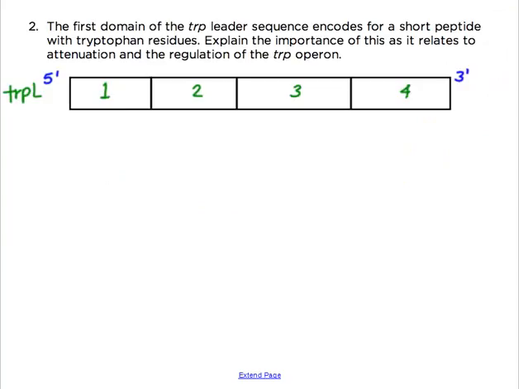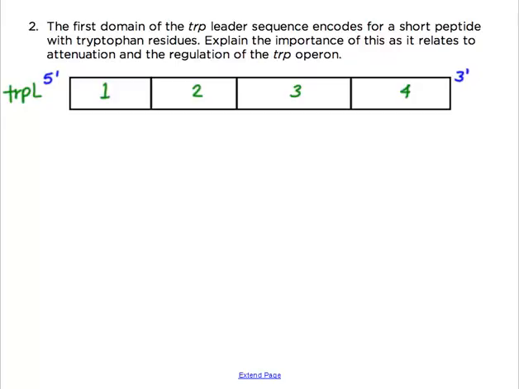Problem 2. The first domain of the trp leader sequence encodes for a short peptide with tryptophan residues. Explain the importance of this as it relates to attenuation and the regulation of the trp operon. So I've drawn a trp L, which is the leader sequence, and remember that it goes from 5' to 3', and these 4 domains in the leader sequence come before the structural genes of the trp operon.